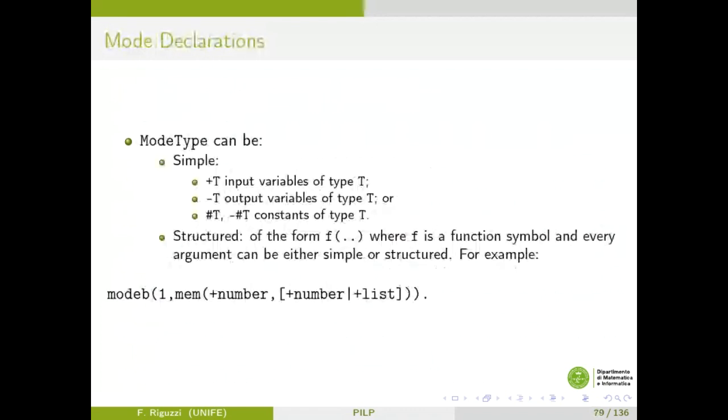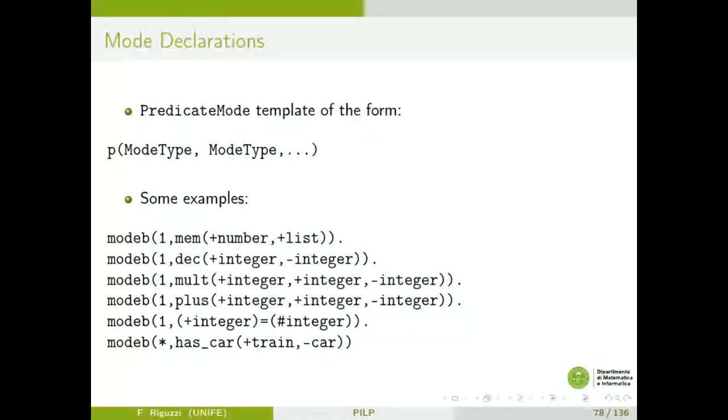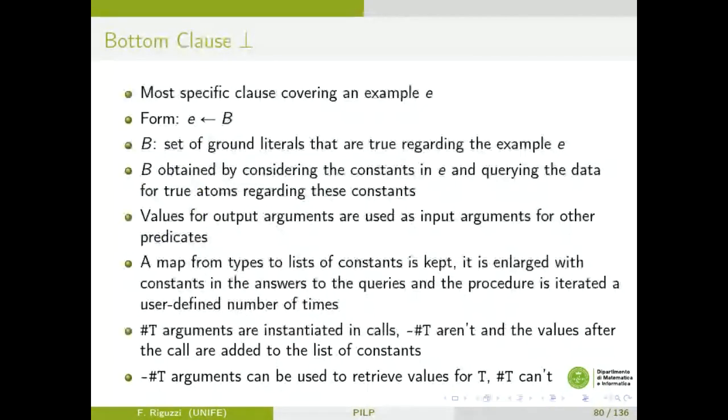querying the data with the goals obtained from the mode declaration, adding the constants to the current list of constants and increasing the list of constants that are then used for generating literals of the bottom clause.